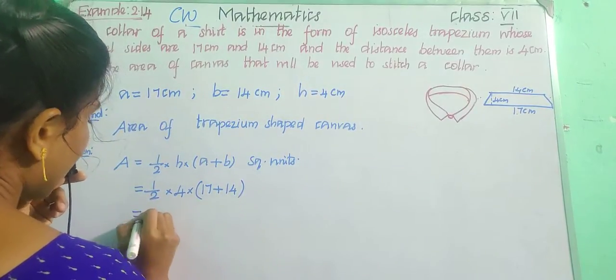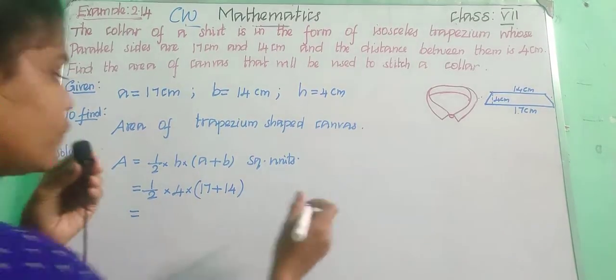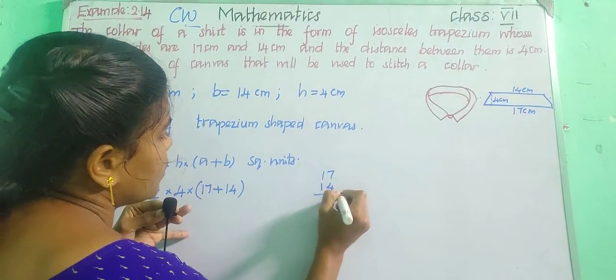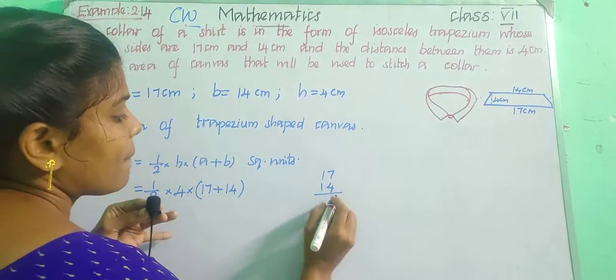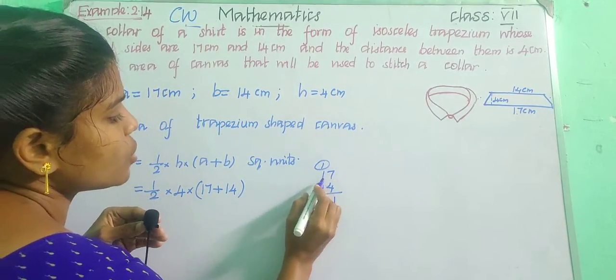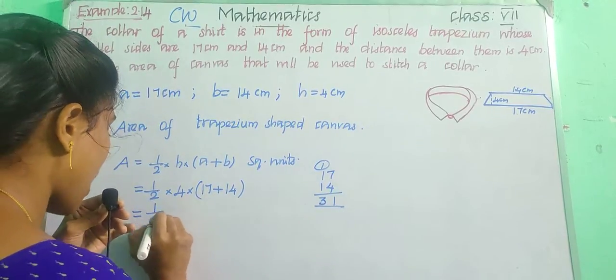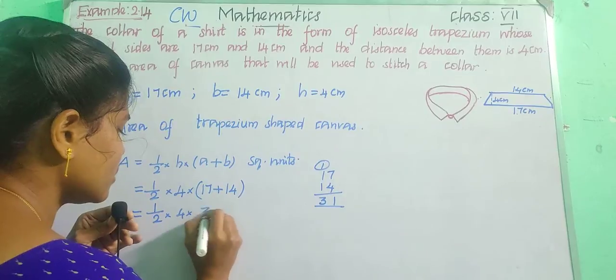Now just add the brackets. 17 plus 14, what will you get? 7, 11. So 1 as the carry. 1 plus 1 is 2, 2 plus 1 is 3. So we got 31. So half into 4 into 31.